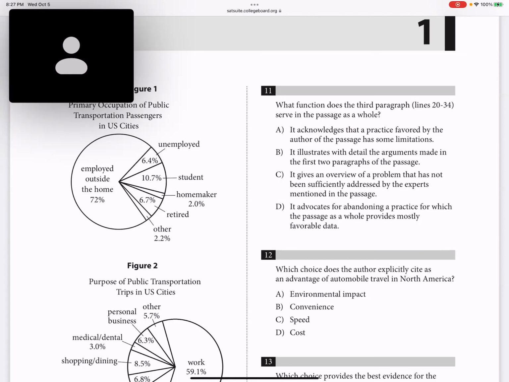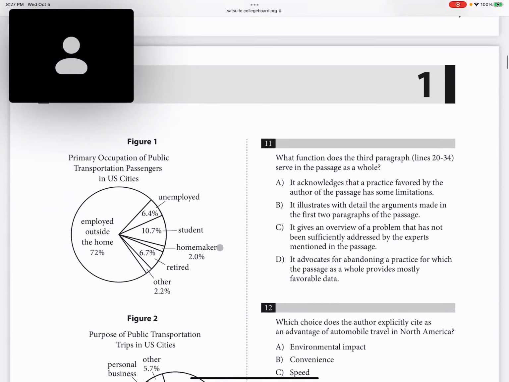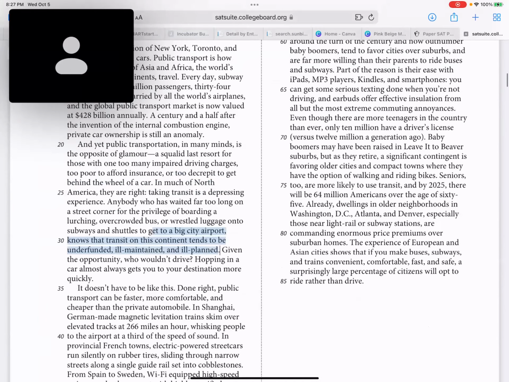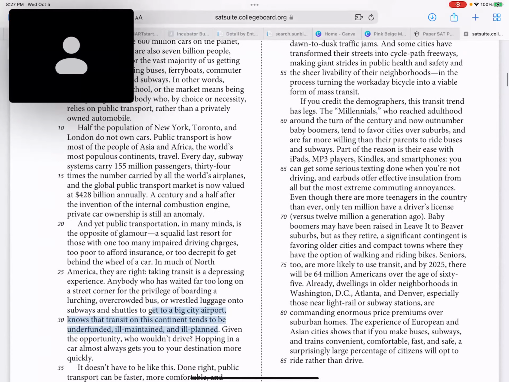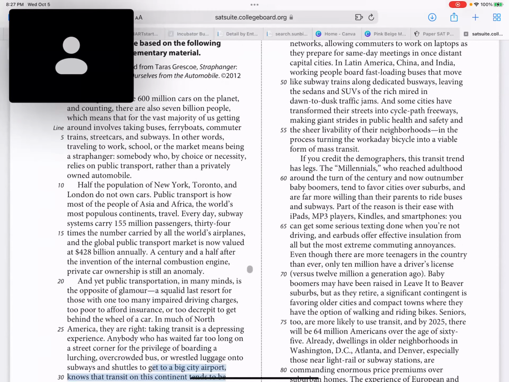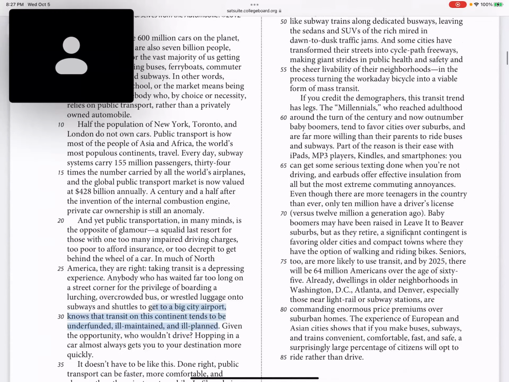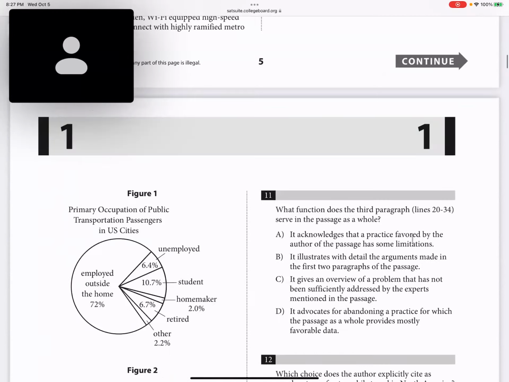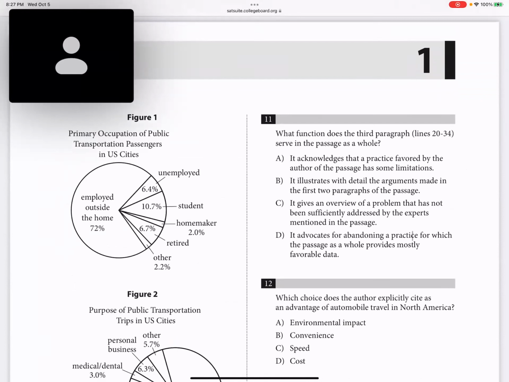It gives an overview of a problem that has not been sufficiently addressed by experts. Yeah, we can get rid of that one too. I agree. It gives an overview of a problem that's not been sufficiently addressed. I wouldn't say that, right? Because in fact, let's see, there you go. It talks about quite a few different aspects of it, right? So it's not that something hasn't been sufficiently addressed. So now we're down to A and B.